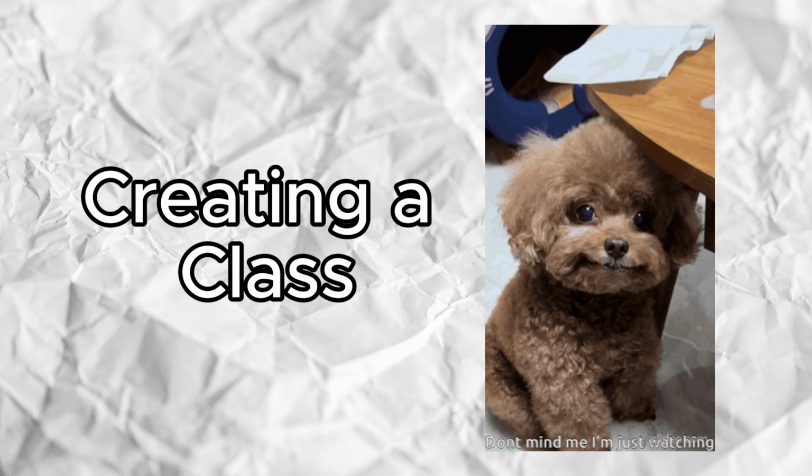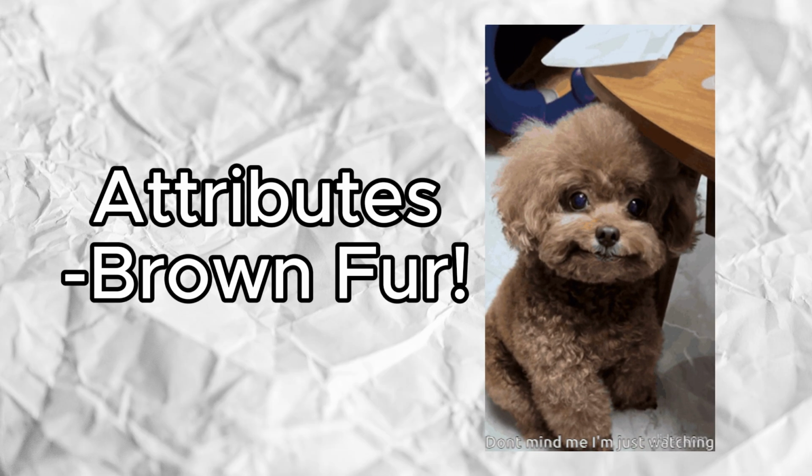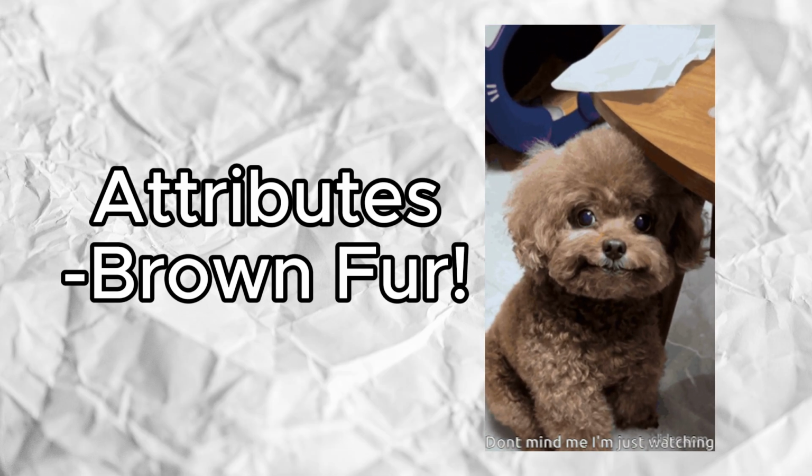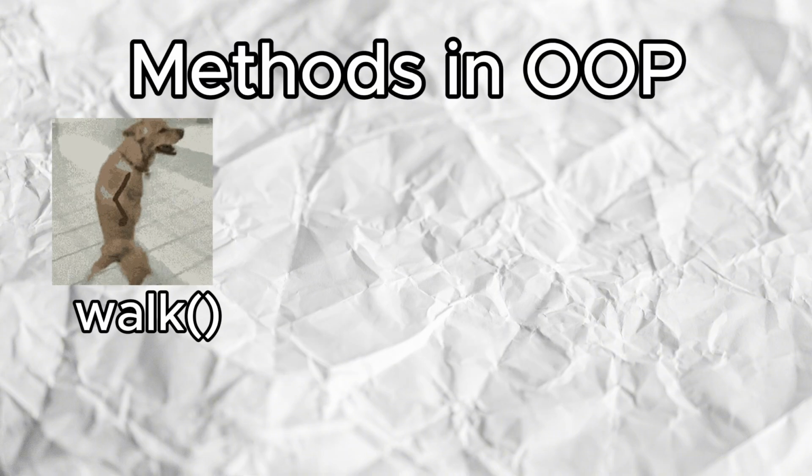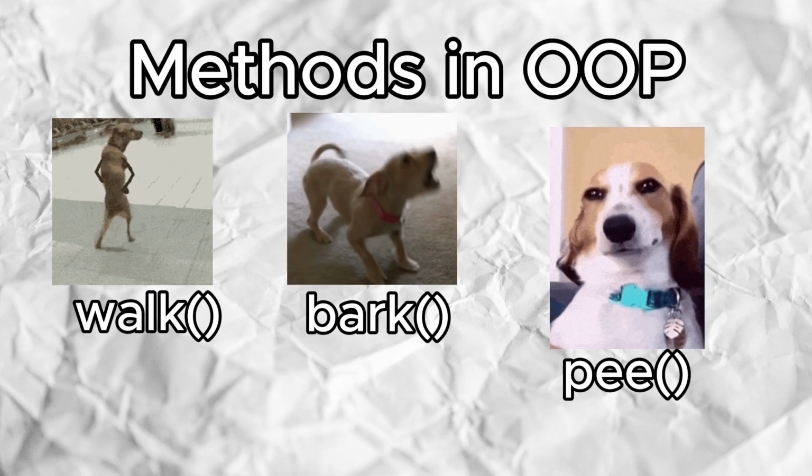Let's create a class. Your dog may have brown fur and a cute face. This is what we refer to in OOP as attributes. Methods in OOP, however, are the dog's behaviors, like how it walks, how it barks, and how it pees on the carpet in the morning.